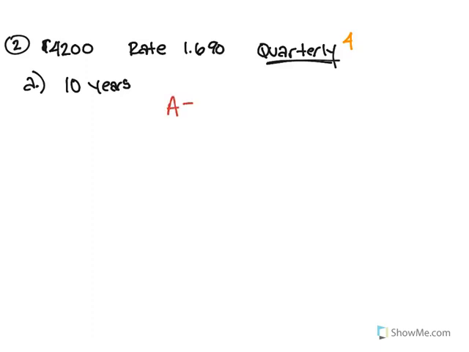And so our formula, the n is going to be 4, because they're giving you the word quarterly, meaning it's going to hit every 3 months. That would be 4 times out the year. Okay?